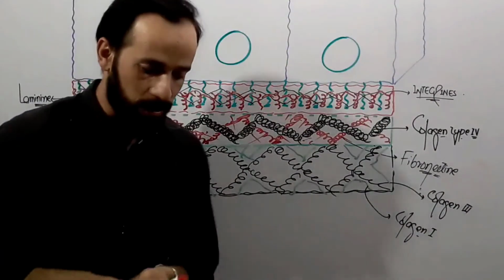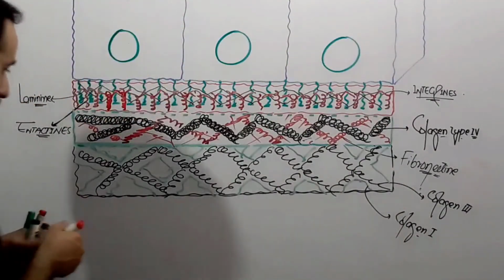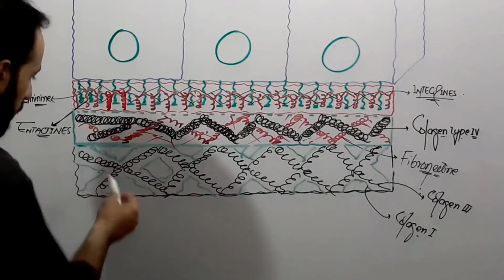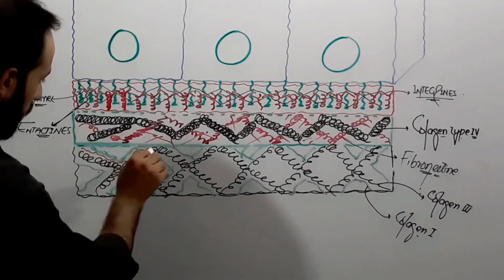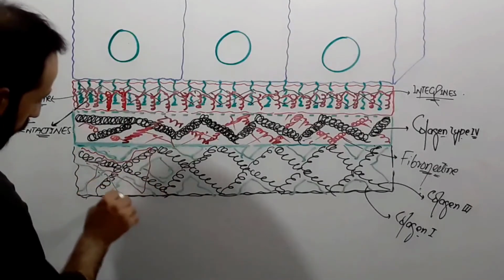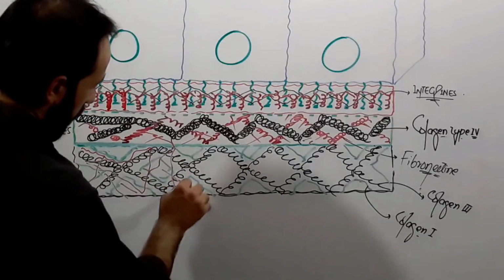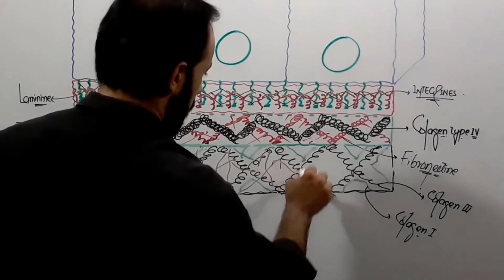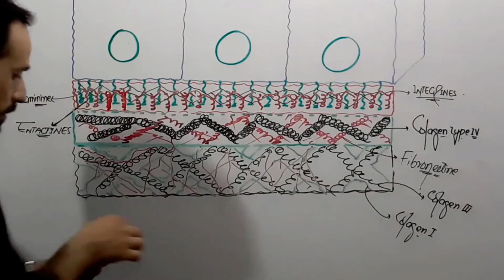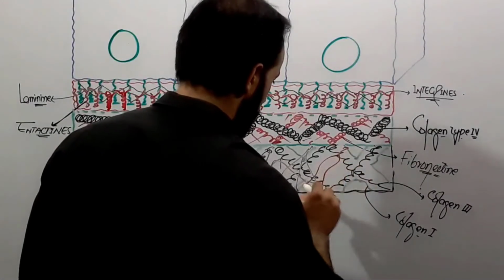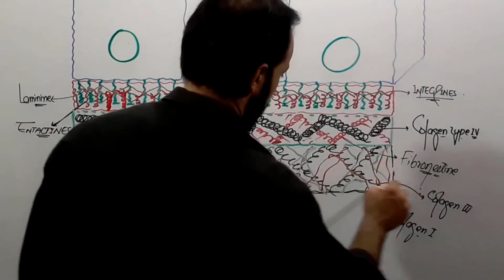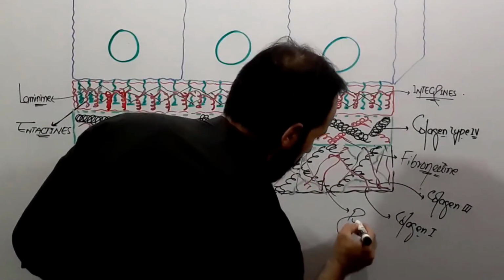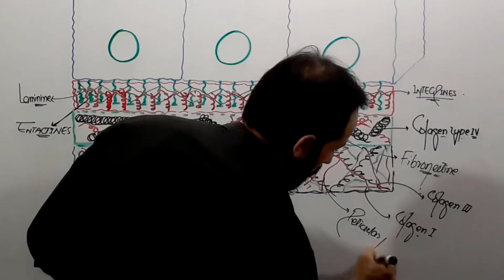Then another protein is also present there, fibers which are called the reticular fibers. So let us make some reticular fibers, which are also found in the lamina reticularis. Why is it called reticularis? Because it contains reticular fibers. So these are some reticular fibers. Let us write their name: reticular fibers.